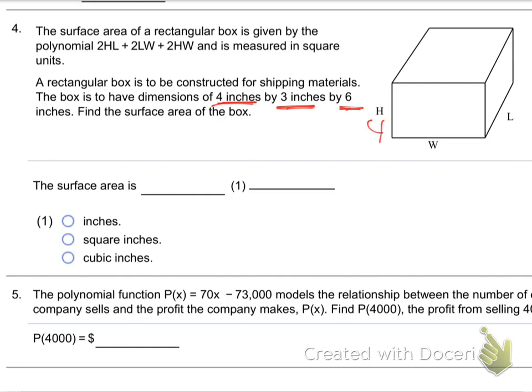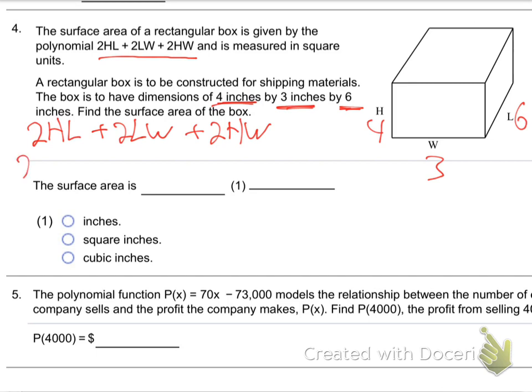So one dimension is 4, one dimension is 3, and the other dimension is 6. So I'm just going to put those down, 4, 3, and 6. And then they're asking me how to find the surface area. Well, they gave me the formula right up there. The surface area formula is 2HL plus 2LW plus 2HW. So that's the formula. I'm going to plug into that formula.